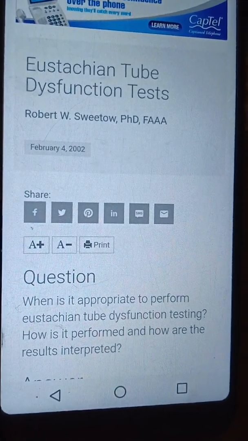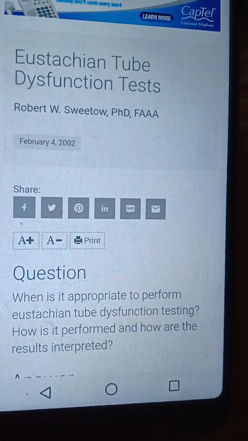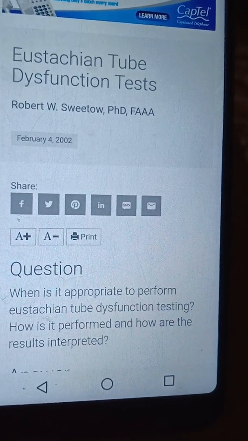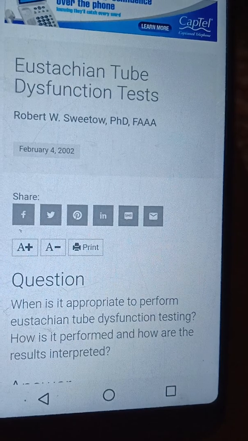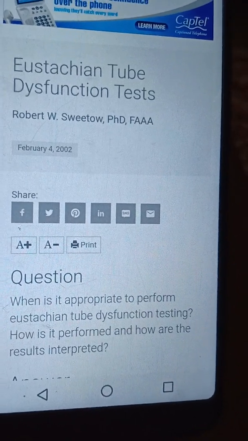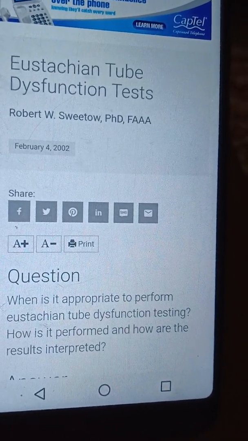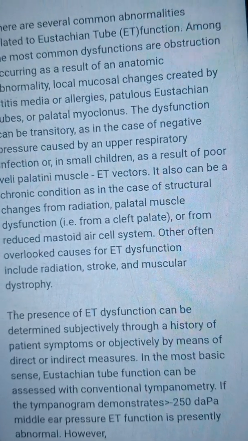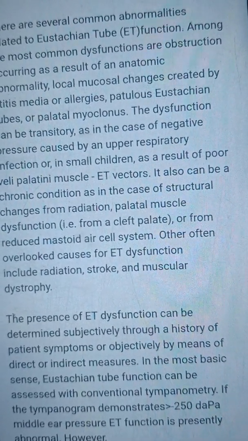Eustachian tube dysfunction tests. When is it appropriate to perform Eustachian tube dysfunction testing? How is it performed? And how are the results interpreted? There are several common abnormalities related to Eustachian tube function.